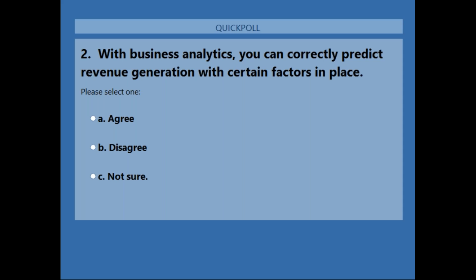Okay, I believe we can all see our screen. Now, I want you to vote if you agree that you can predict correctly with business analytics, or you disagree, or you're not sure. Now we have some votes. 25% of our listeners have voted that they agree. That's great. We still like to have more votes. 50%. Okay, 50%, great. Everyone is attentive. Fantastic. Thank you, Taiwo.